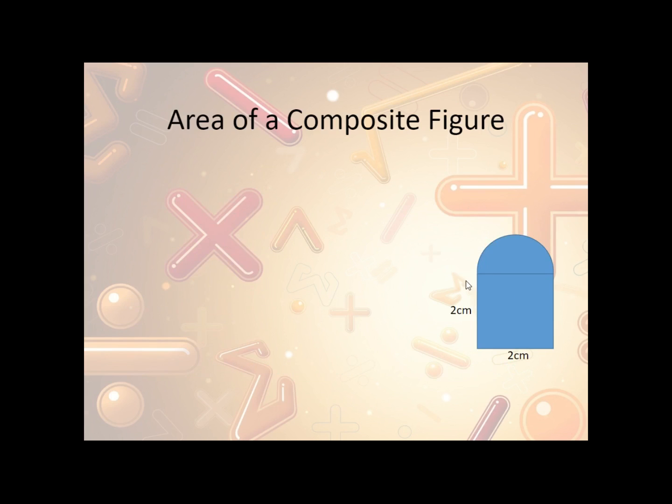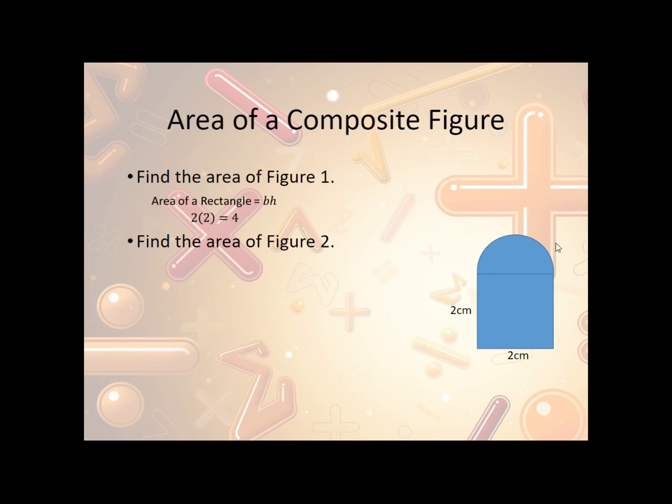Let's look at another example here. Now we have a half circle and a rectangle. So we'll find the area of the rectangle first. So area of a rectangle is 2 times 2 because it's base times height, and 2 times 2 is 4. So that's our area of this rectangle.